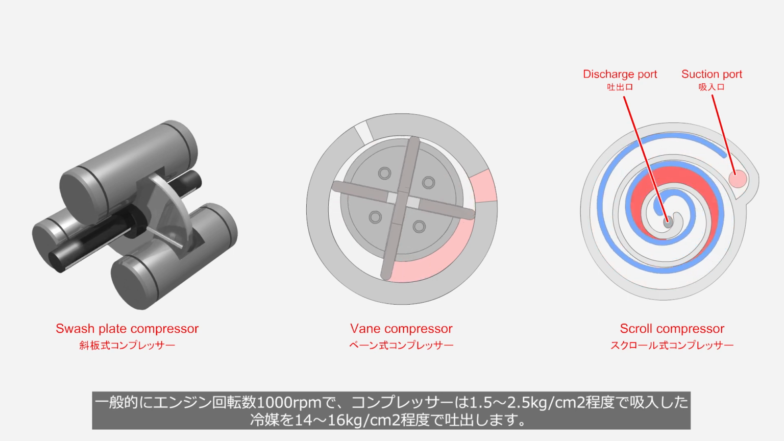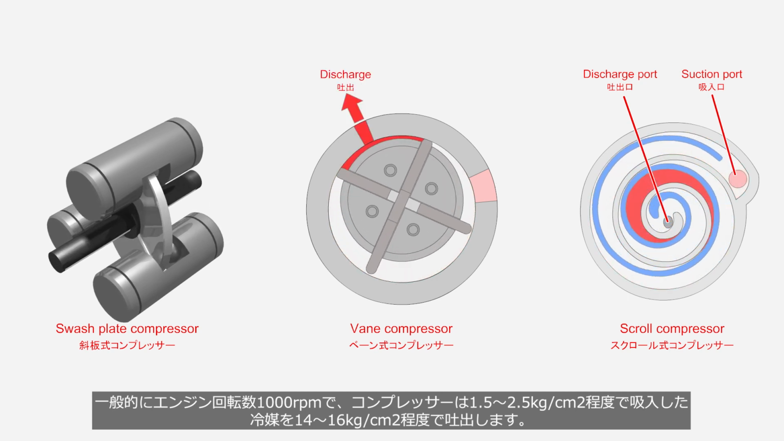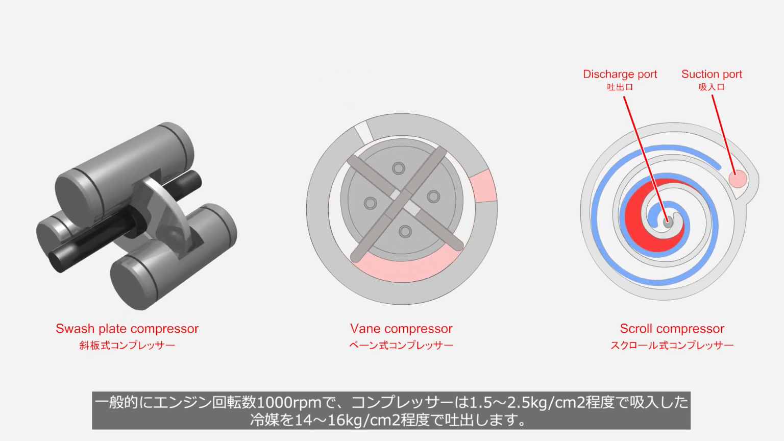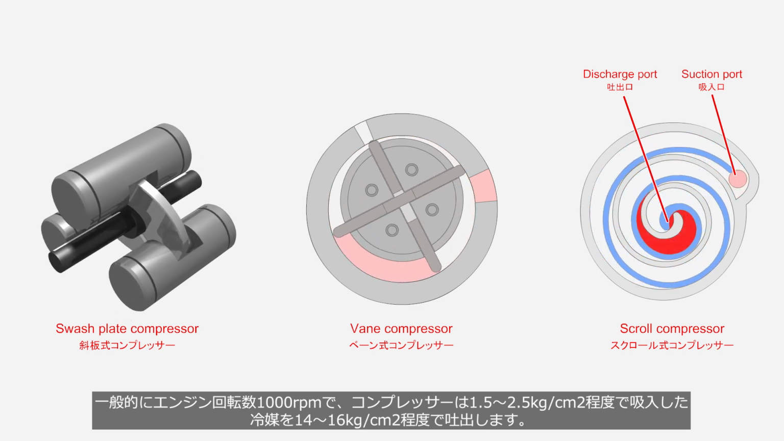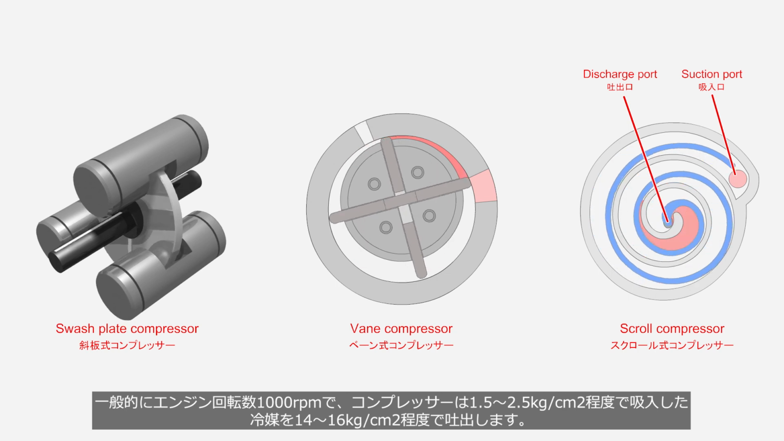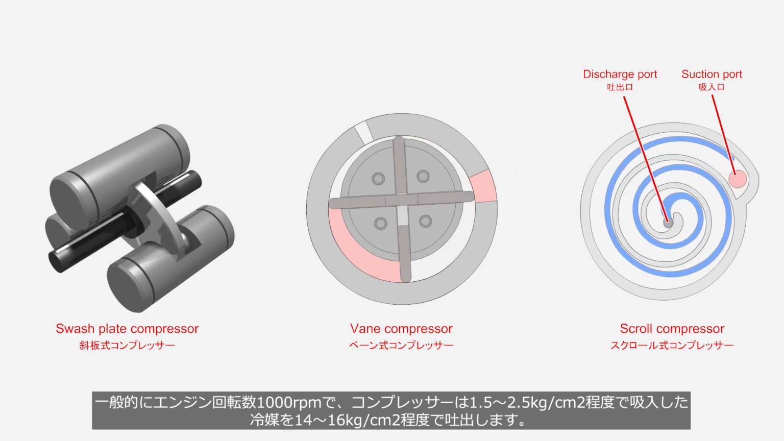Generally, at an engine rotation speed of 1,000 revolutions per minute, the compressor suctions refrigerant at a pressure of approximately 1.5 to 2.5 kilograms per square centimeter, and discharges it at a pressure of around 14 to 16 kilograms per square centimeter.